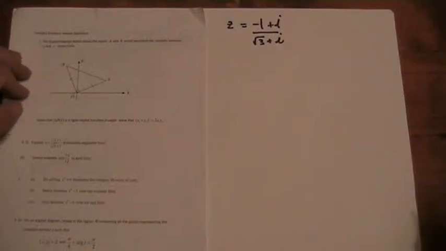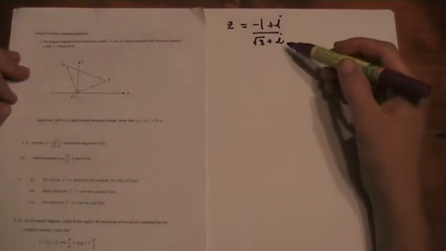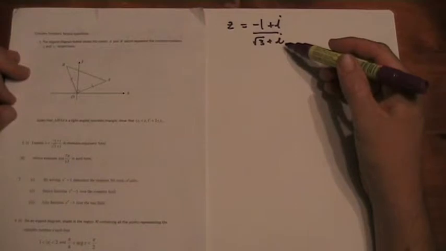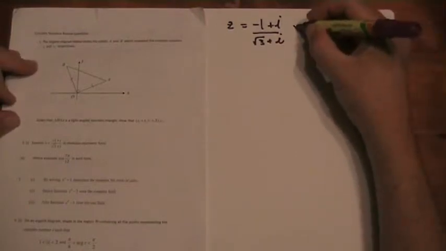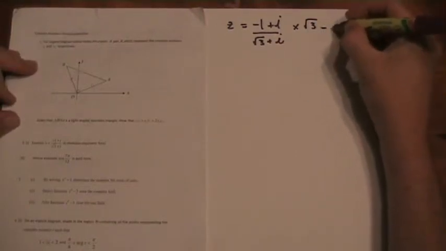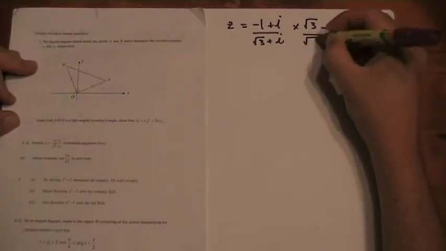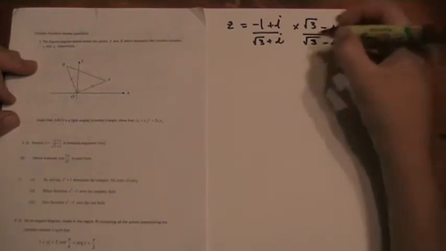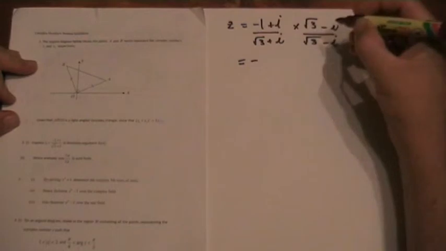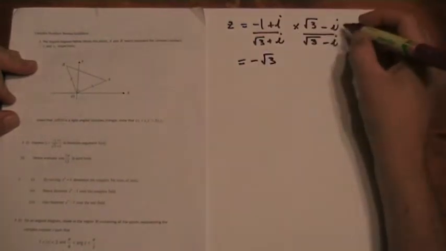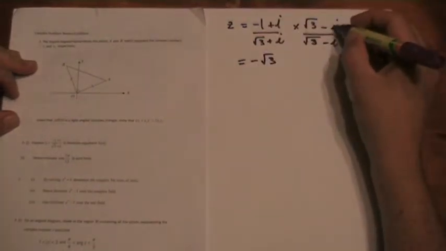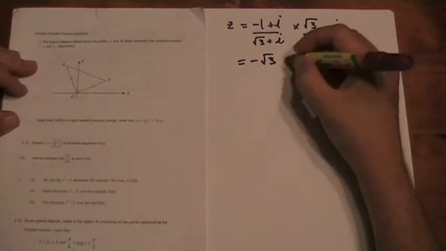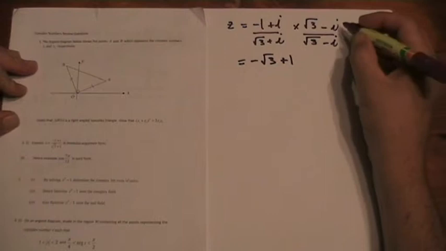Now question 2, z equals (-1 + i) over (√3 + i), expressed in mod arg form. First I'm going to realise the denominator by multiplying by the conjugate. Doing the maths, you get -√3 and, as the other part of it, -i². i² is -1, so that'll make +1.